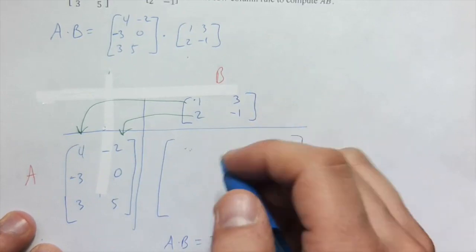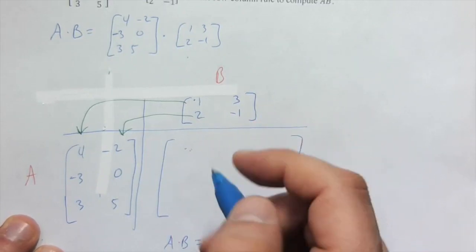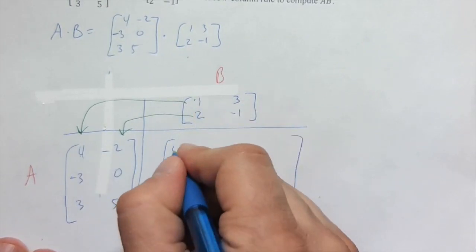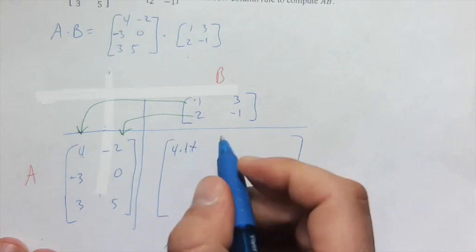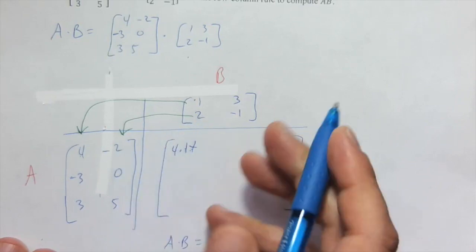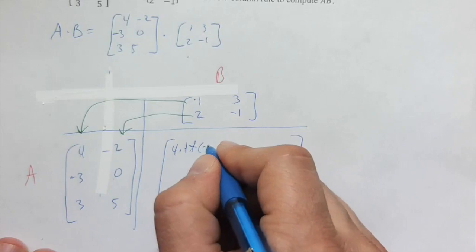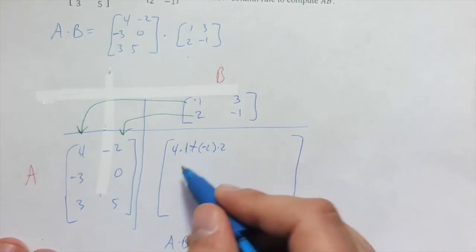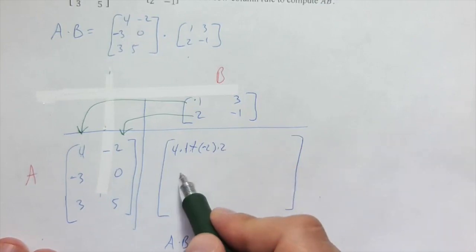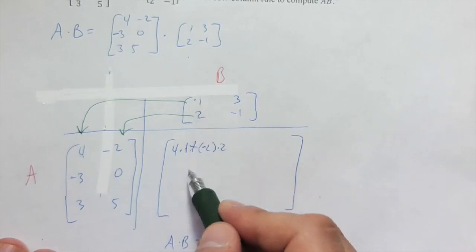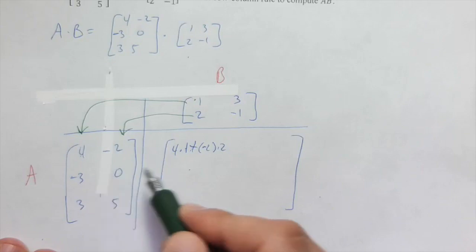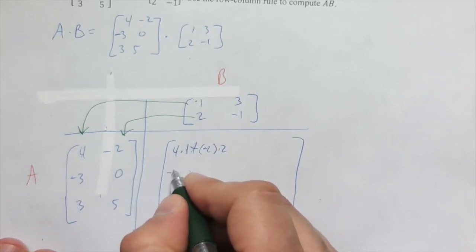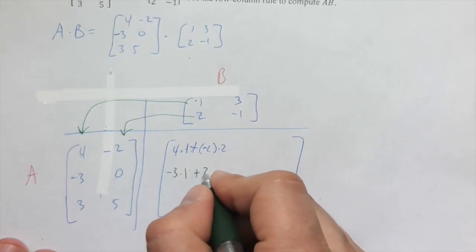I'm going to write out all the details here to hopefully make this clear. So this first entry is 4 times 1 plus minus 2 times 2. And then when we go down to the second entry, let me get another color here, the second entry lines up with the first column still, and now it lines up with the second row. And so we're going to dot this row with this column. And so this entry is going to be minus 3 times 1 plus 2 times 0.